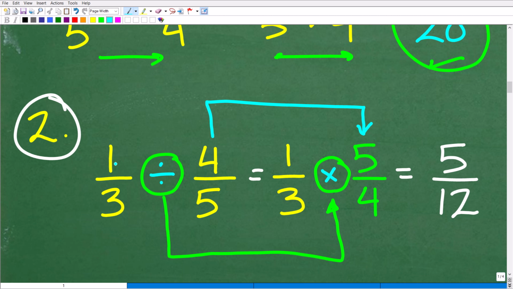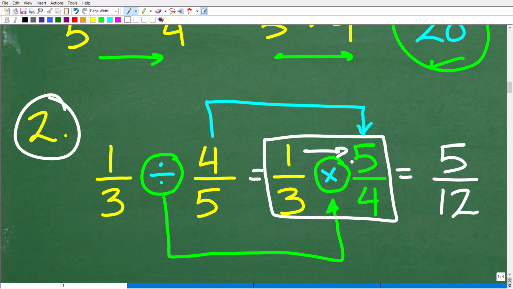All right, so let's review this real quick here. 1/3 divided by 4/5. We're going to go from division to multiplication, and the way we're going to do that is the fraction to the right. It's always to the right, not to the left, to the right of the division symbol. We're going to flip it upside down, and of course that's 5/4. And so now that we know how to multiply fractions, we're simply going to multiply the respective numerators and denominators. So 1 times 5 is 5, 3 times 4 is 12, and there you go.